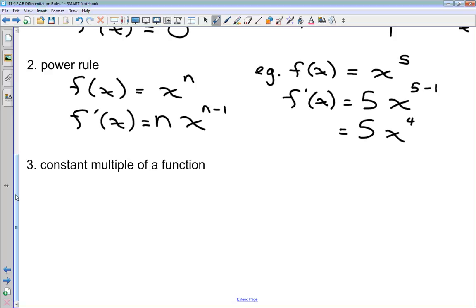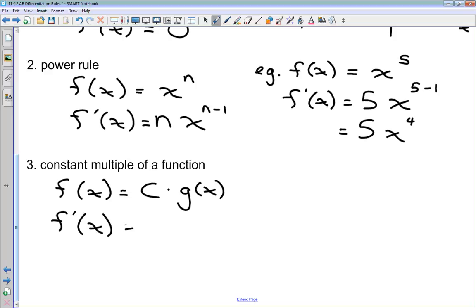Now let's say we have a function here that is a constant multiple of some other function. So that would be something where we've got f at x equals some constant c times some other function, g at x. This rule tells us that our derivative, f primed at x, is going to be that same constant, c, times the derivative of that function, so g primed at x.